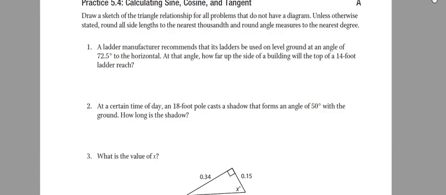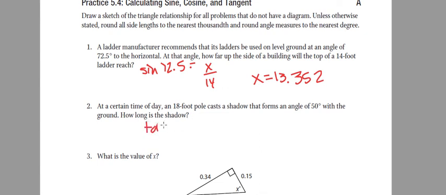All right, so moving on to page 220. So for number one, in order to solve, I used the sine function. So I said the sine of 72.5 was equal to x over 14. Again, I hope you drew images for this, but I got that x was equal to 13.352. In the second question, I used tangent. So I ended up setting up that the tangent of 50 was equal to 18 over x, and I got that x was equal to 15 and 104 thousandths.